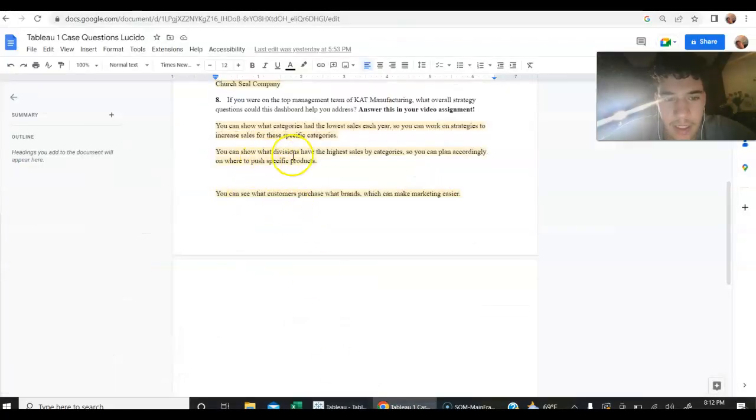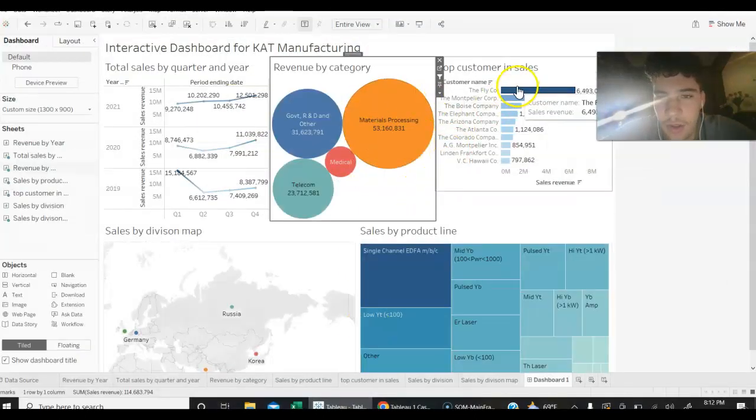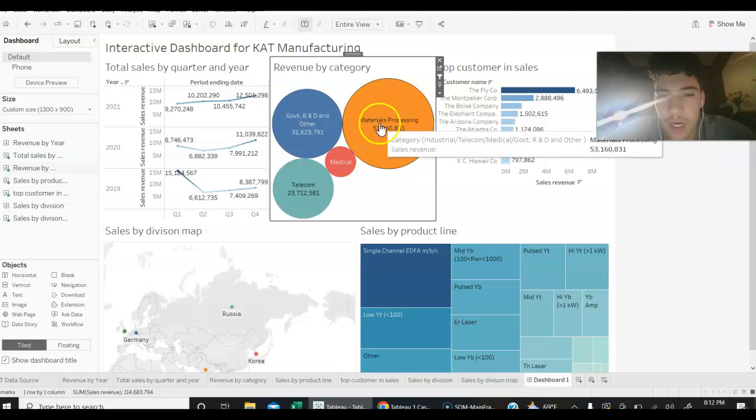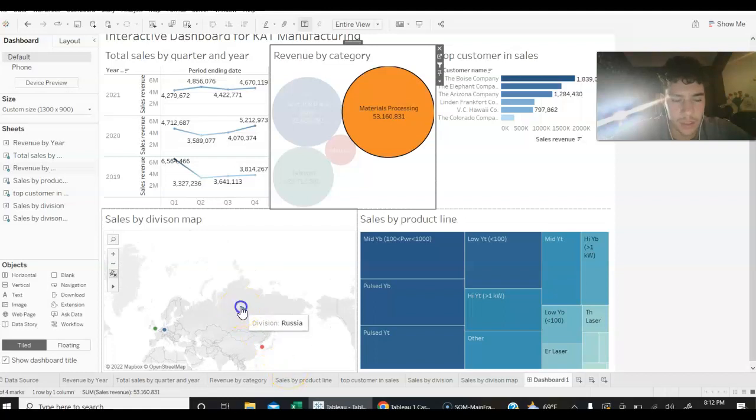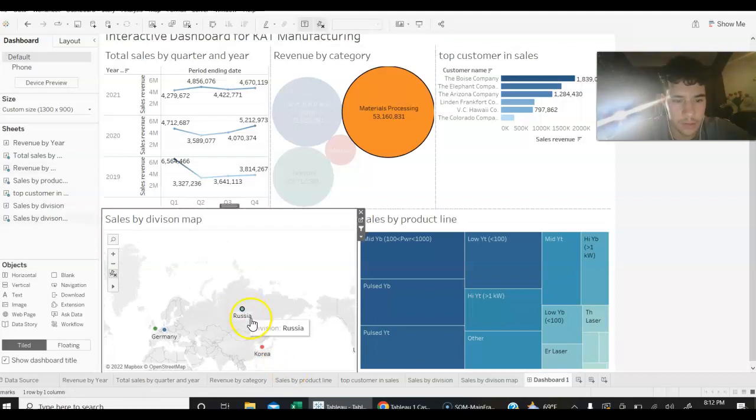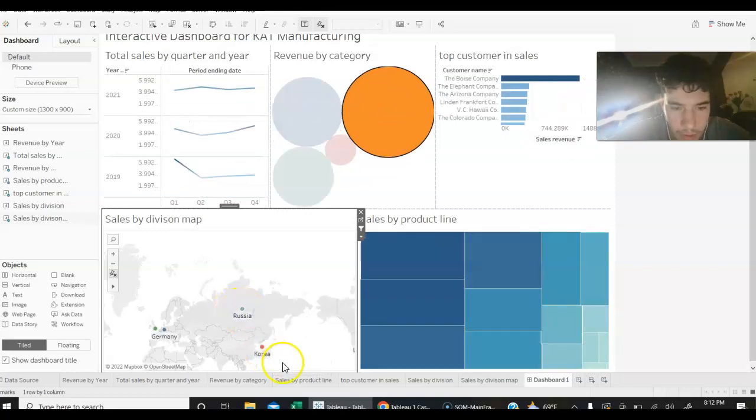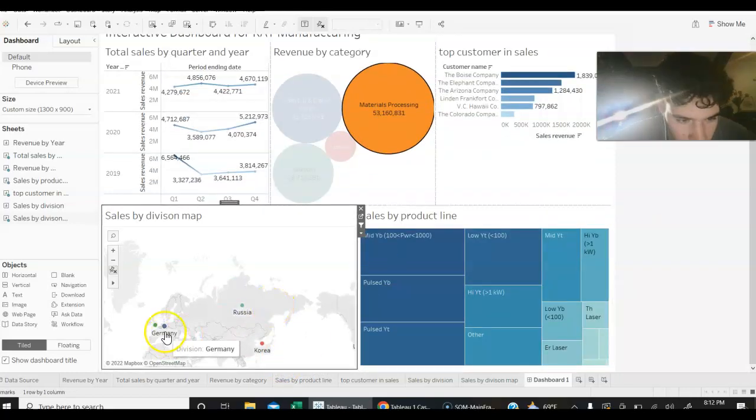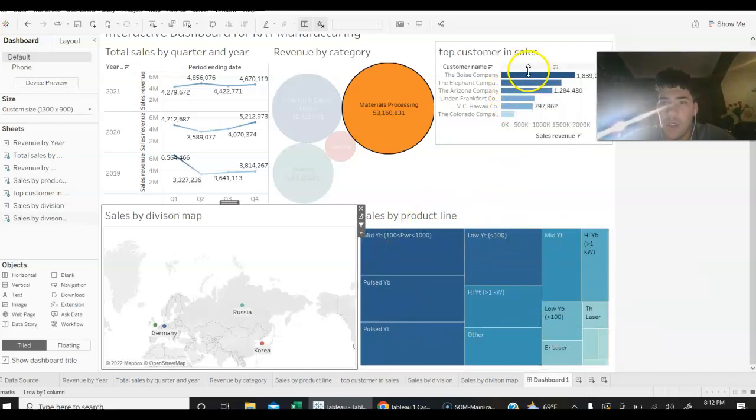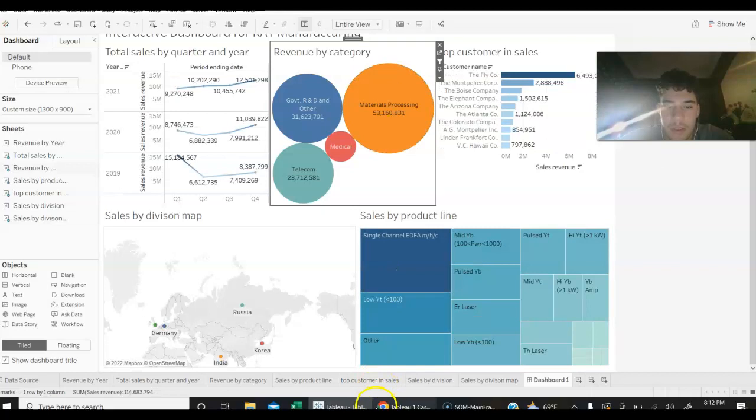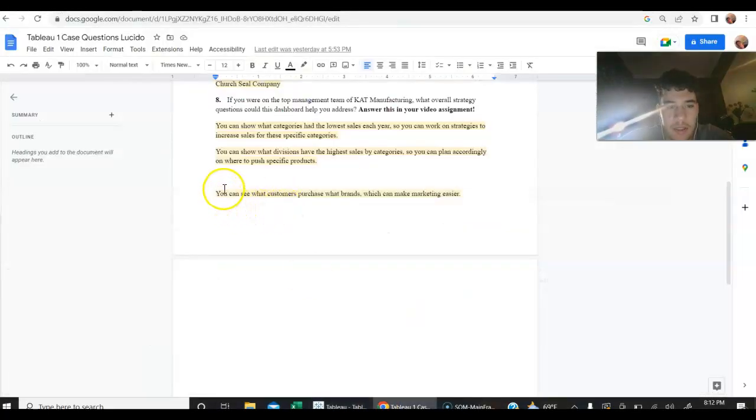I can show what divisions have the highest sales by category. So the highest sales by category is medical material processing, which is mostly in these different categories. Computer's glitching. So yeah, you can see this. You can see what product lines do the best in the material processing category, who's the top customers, and you can also see what customers purchase what brands, which can make marketing easier.